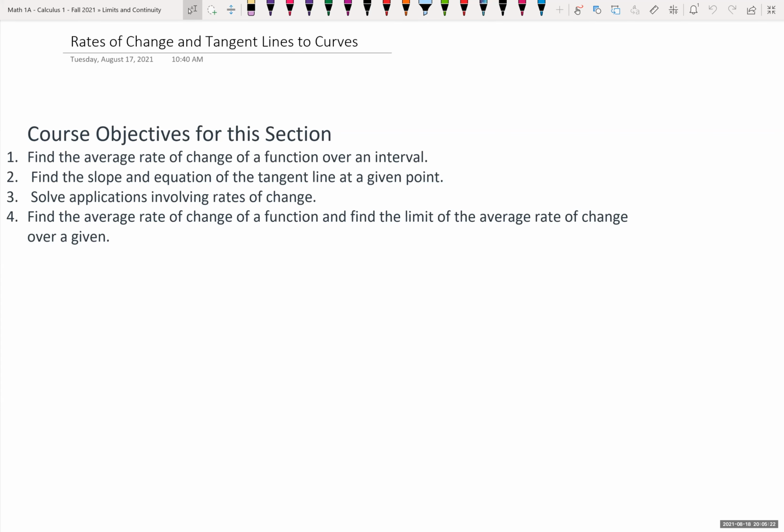So right now we're just trying to find the average rate of change of a function over an interval. We talked about what that is, and basically that was a slope between 2 points on a curve. We talked about what it meant to be a secant line and a tangent line, and how to find the equation of a tangent line. So we were looking at finding the slope and equation of a tangent line at a given point. And that's where we had to end the class, and we didn't finish doing that.